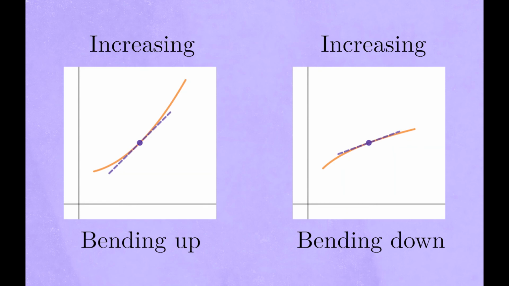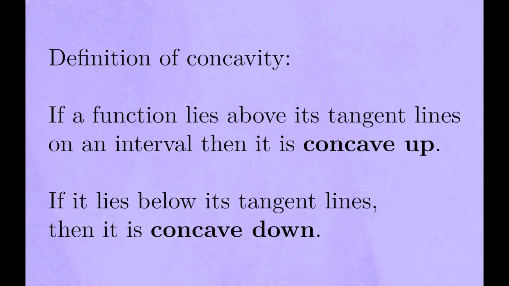We can also go one step deeper and ask what f double prime of x tells us about f of x. If we look at these two curves, we see that they are both increasing, but then they are curving in different directions. The way in which a curve is bending is called its concavity. If f of x lies above its tangent lines on an interval, then it is called concave up on that interval. If it lies below all its tangent lines, it is called concave down.